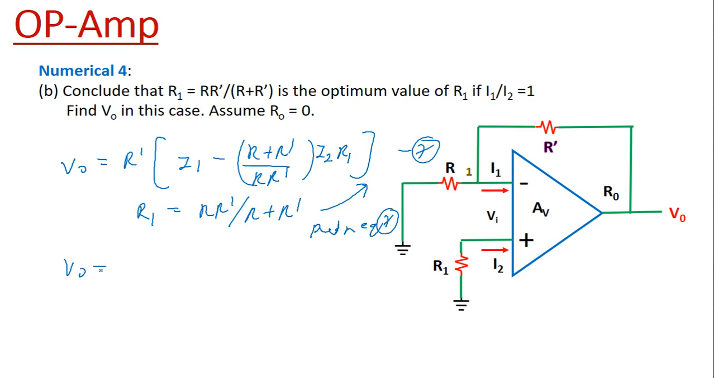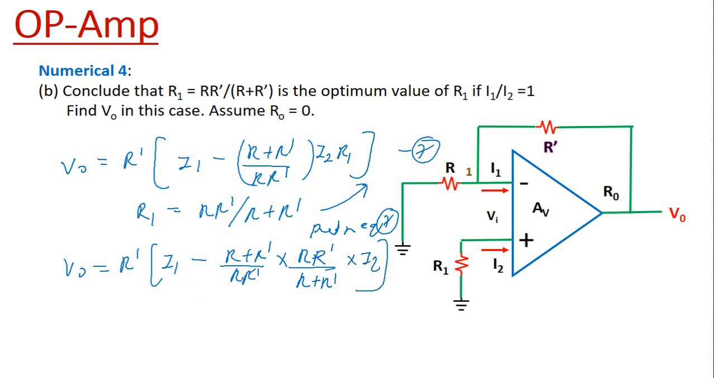So what we get, VO is equal to R dash into I1 minus R plus R dash divided by R dash multiplied by R dash divided by R plus R dash into I2. This whole thing will cancel out and we get VO is equal to R dash into (I1 minus I2). This is the output voltage equation putting this condition of R1. So we have solved the B part also of this question.